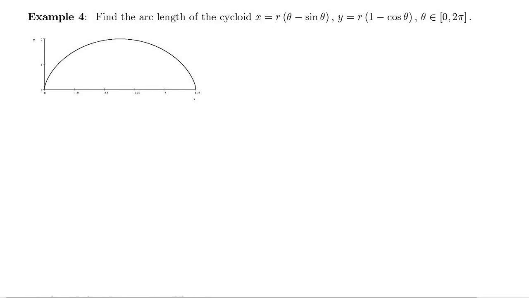So in this next example, we are going to look at the arc length of a cycloid, which has parametric equations. x is r times (theta minus sine theta), and y is r times (1 minus cosine theta), and theta goes from 0 to pi there. A cycloid curve is formed by rolling a circle along the axis and then seeing what happens to a fixed point on the circle.